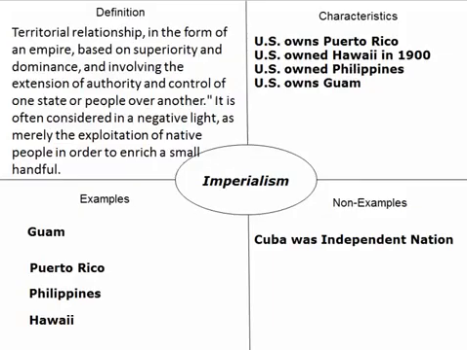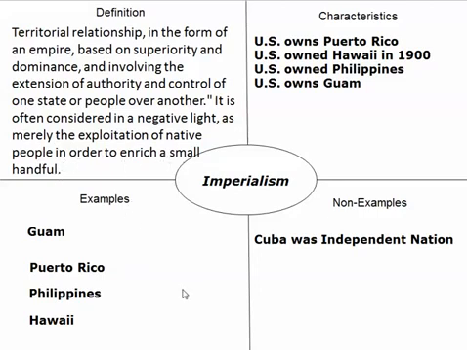And we talked about imperialism before. The United States was subjected to imperialism while they were colonies of Great Britain. But let's look at the definition of imperialism. Territorial relationship in the form of an empire, based on superiority and dominance, and involving the extension of authority and control of one state or people over another. It is often considered in a negative light. It's merely the exploitation of native people in order to enrich a small handful.